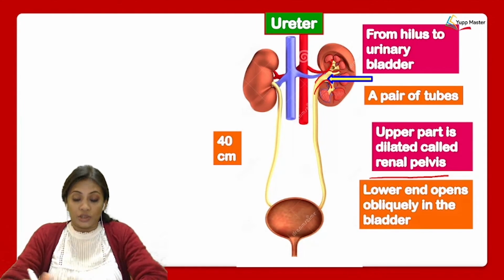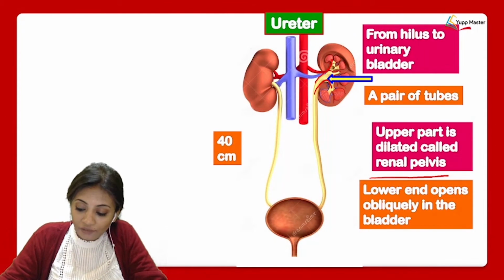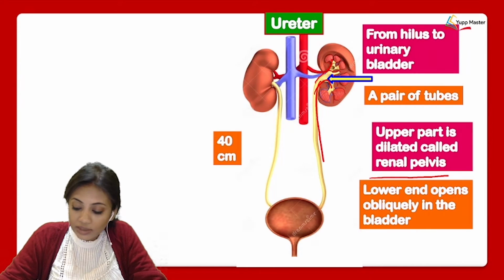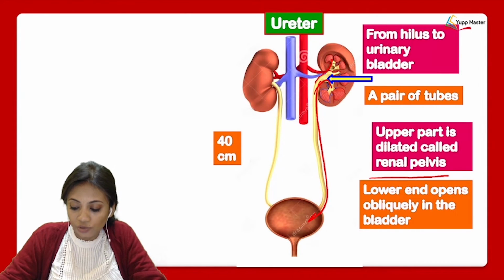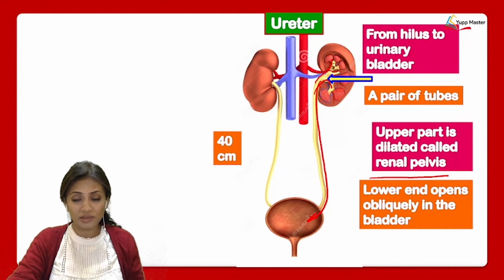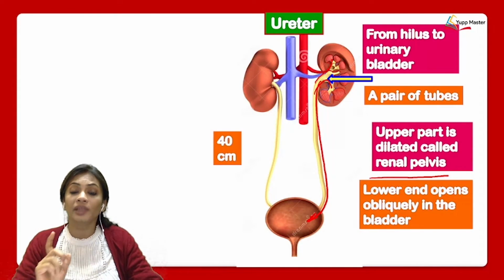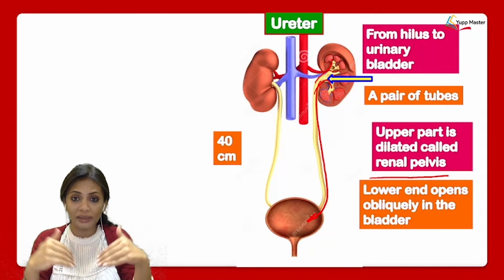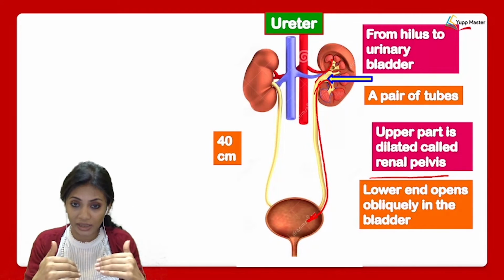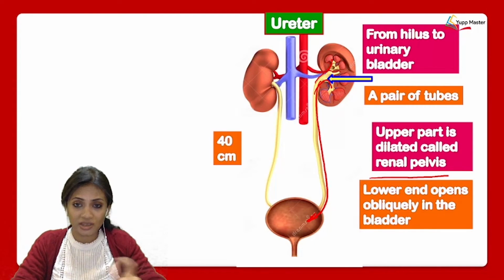All right. So we also see that it starts from there and goes all the way down and enters into the urinary bladder. The ureters enter into the bladder, but when they enter, they are actually going to be entering obliquely into the bladder. So why obliquely? Just imagine that.